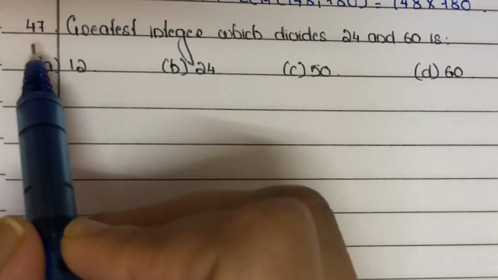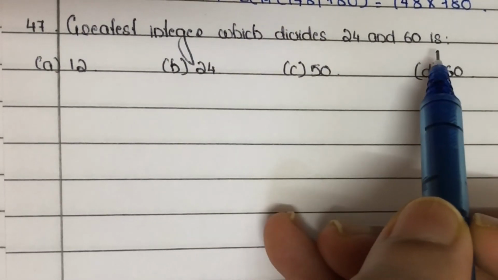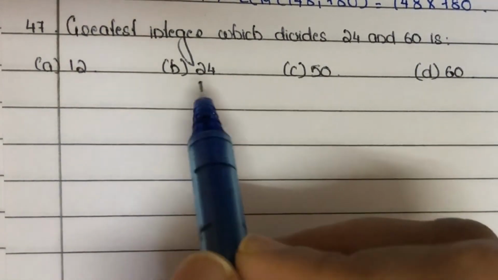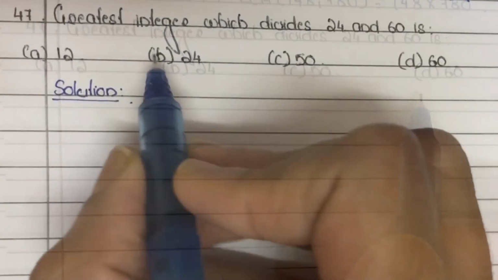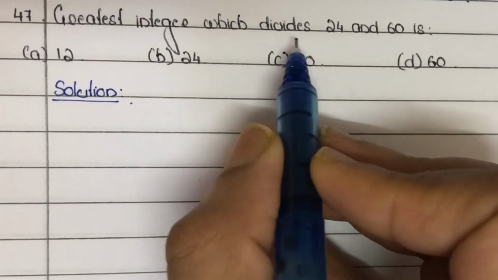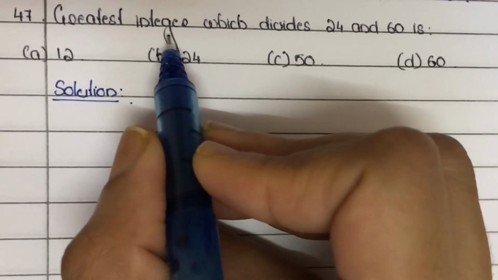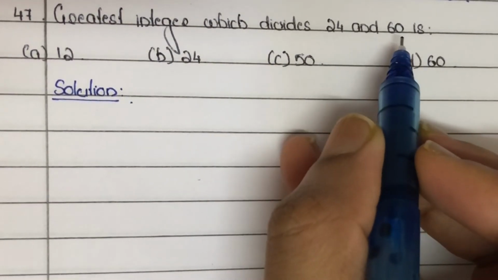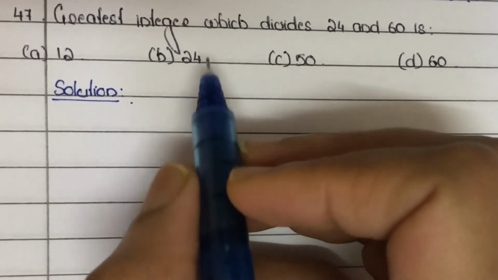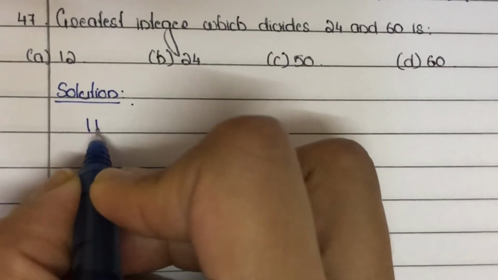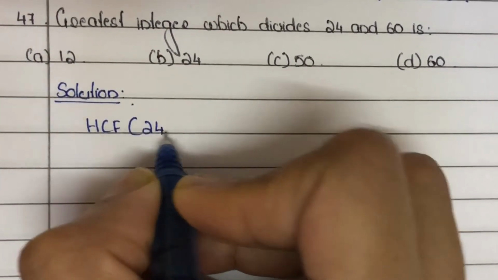Next, 47. Greatest integer which divides 24 and 60 is: option A 12, option B 24, option C 50, option D 60. Greatest integer which divides 24 and 60 means the integer must be a factor of 24 and 60, right? So greatest integer means highest factor. It is the HCF of 24, 60.